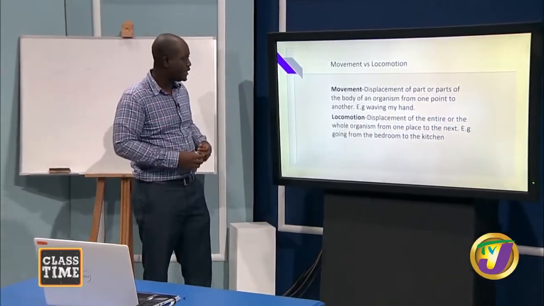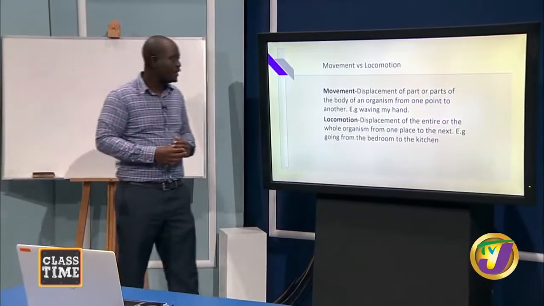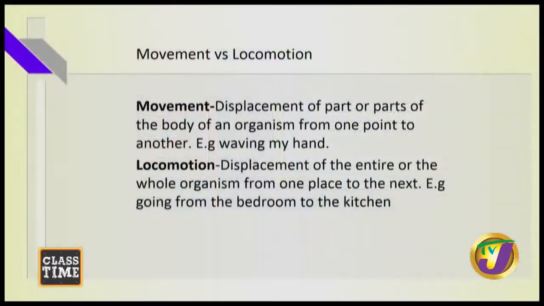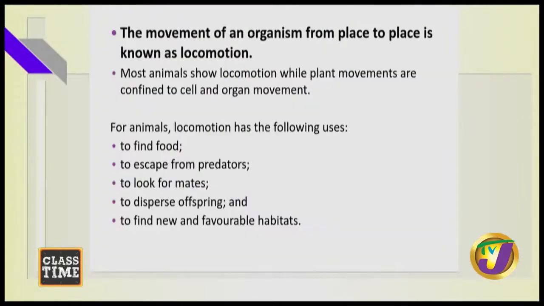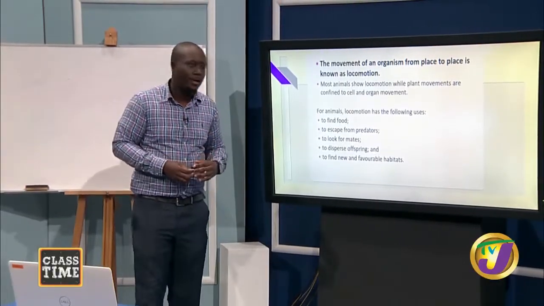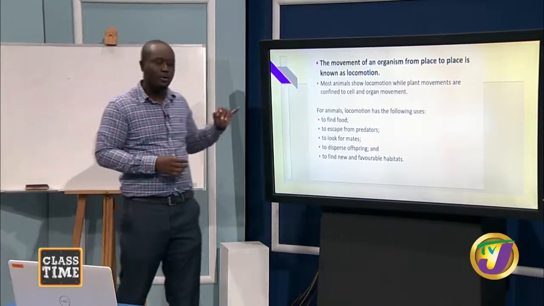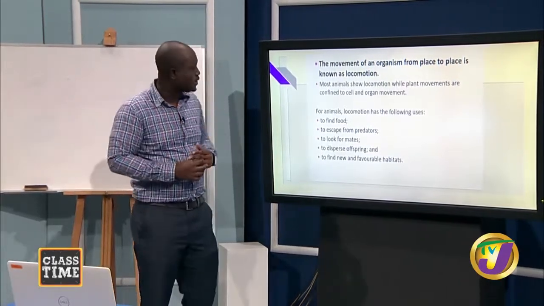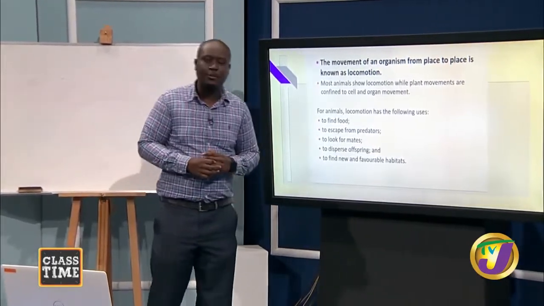So it's a displacement of the whole organism from one place to the next. And so you have locomotion occurring in animals, and movement occurring in plants. Yes, plants can move. I know it might sound strange, but yes, plants do undergo movement, right? But they do not undergo locomotion. Now, what are some of the importance of locomotion?